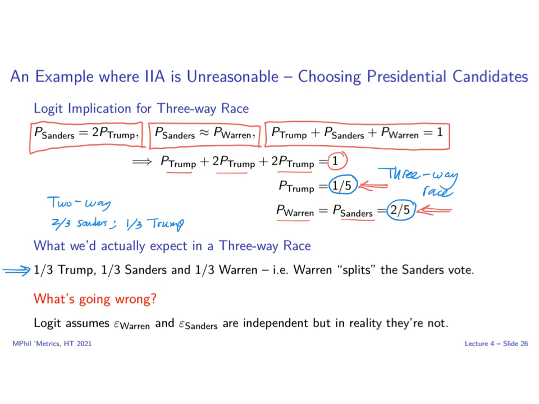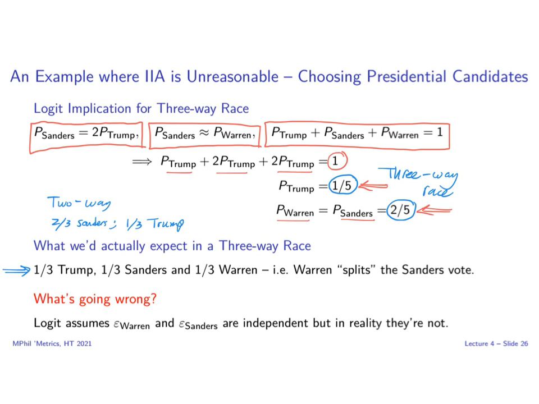The problem with this model is that the logit specification assumes that the errors, epsilon Warren, epsilon Sanders, and epsilon Trump, are independent. In reality, they're not. Voters who have a high value for epsilon Trump likely have very low values for epsilon Sanders and epsilon Warren, and similarly, voters who have a high value for epsilon Sanders also likely have a high value for epsilon Warren. To solve this problem, we would have to go beyond models from the logit family.